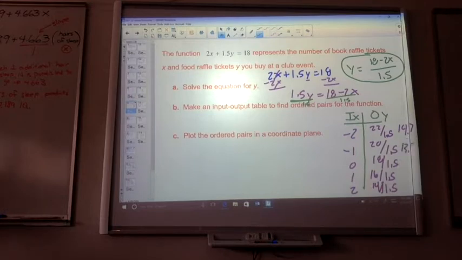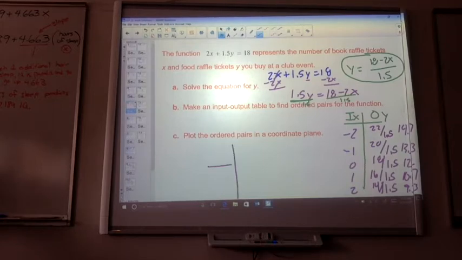repeating. 13.3 repeating. What's 18 divided by 1.5? 12. 12? Oh, okay. What's 16 divided by 1.5? 10.6 repeating. So we'll call it 10.7, okay. What's 14 divided by 1.5? 9.3 repeating. 9.3 repeating. Cool. All right, so plot the ordered pairs on a coordinate plane.